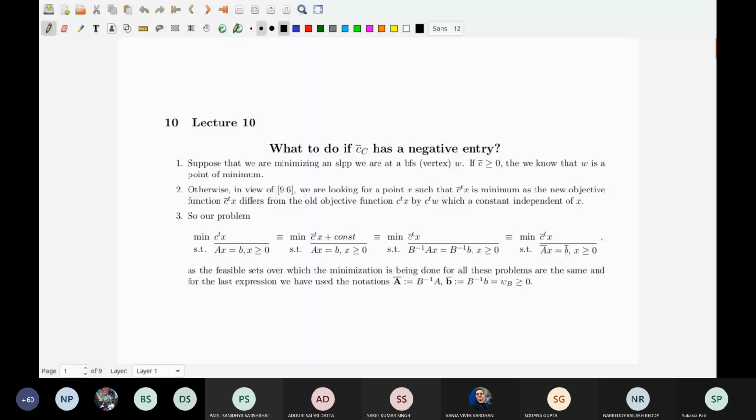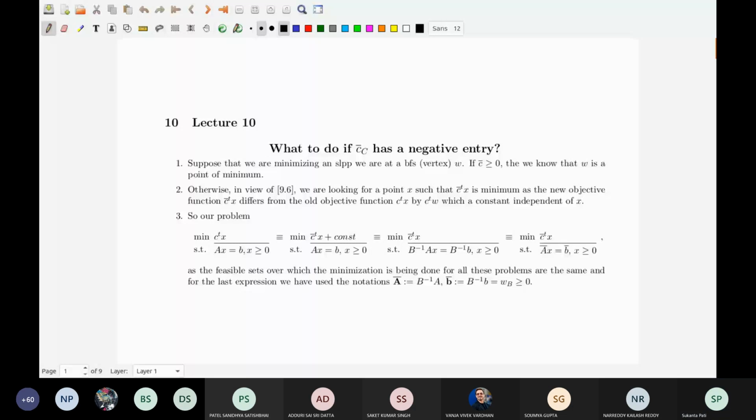And if it finds that it is minimal, then the work is done. But suppose that it sees that C bar contains some negative entries, some positive entries, then the test fails and it doesn't know what to do. So in that case, what to do? So today we shall discuss that.